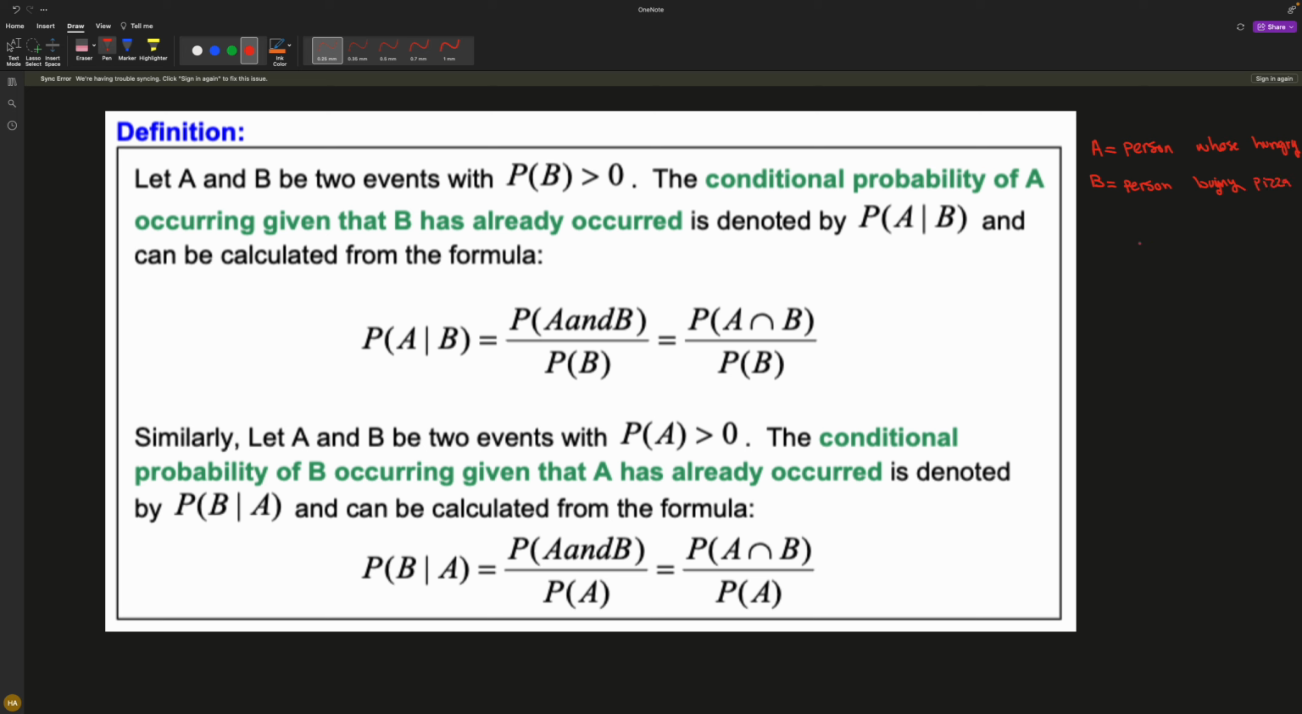If I want to say, what is the probability somebody is buying pizza assuming they're hungry? Let's flip this around so we're within the context of this. So this is going to be A, and this is going to be B. What I'm saying is, what are the chances somebody is buying pizza assuming they're hungry? So already assume they're hungry. If somebody's hungry, what are the chances they're buying pizza?